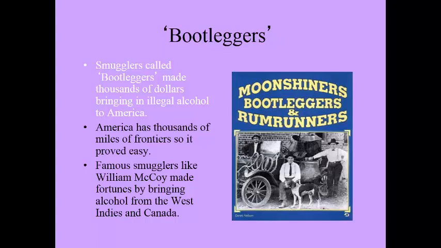And this was made quite easy by geography. America has thousands of miles of frontiers, so it's pretty easy to do this. It's not like there's a wall between Canada and the US. It's not that there's huge natural boundaries. In fact, for most of the Canada-US border, it's just open fields that you can more or less walk across. So you had famous smugglers like William McCoy who made fortunes bringing alcohol from the West Indies and Canada into the United States.